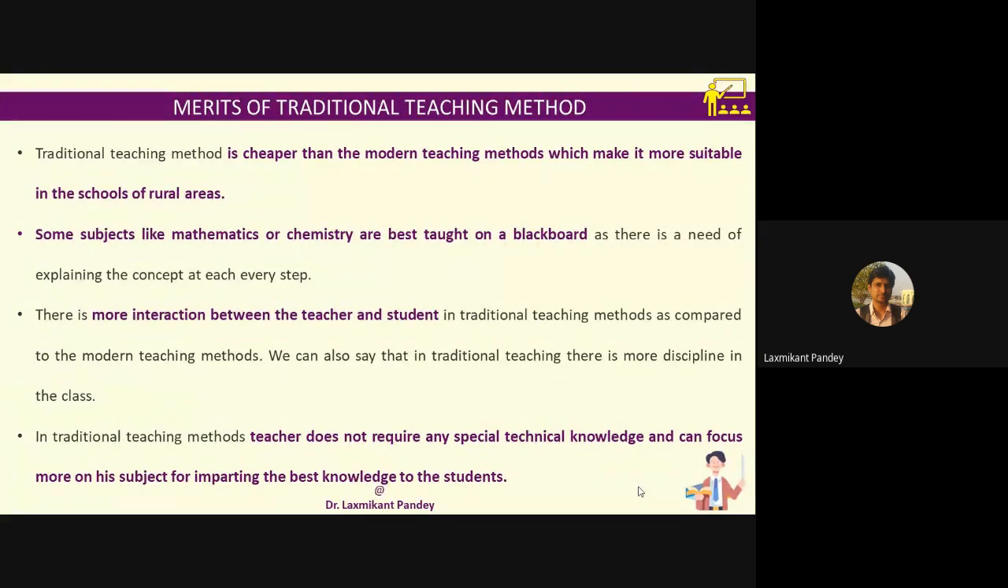So if you look at the traditional teaching methods, as I told you, like chalk and talk methods, we are using the blackboard and we are using the chalk to disseminate the information, disseminate the knowledge among the students. So these methods are very cheaper. This is a very good advantage of the older teaching methods.